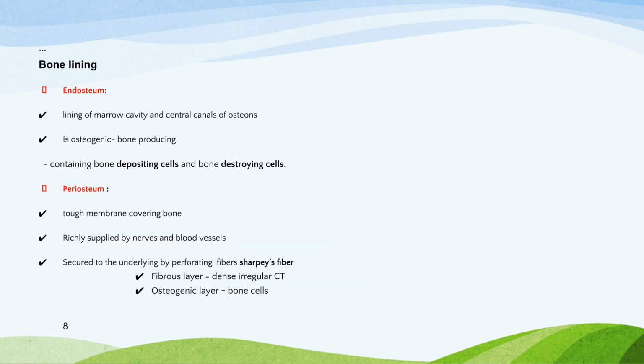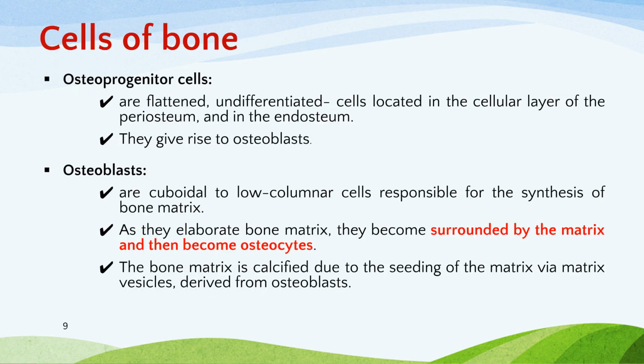Let us now look at the bone lining. The endosteum is the lining of the marrow cavity and the central canals of osteons. It is highly osteogenic, meaning it is bone-producing, and contains both bone-depositing cells and bone-destroying cells. On the exterior, the periosteum is a tough membrane covering the bone that is richly supplied by nerves and blood vessels. It is firmly secured to the underlying matrix by perforating fibers, also known as Sharpey's fibers. Structurally, it is divided into a fibrous layer made of dense, irregular connective tissue and an inner osteogenic layer made of bone cells. Next, let's break down the specific cells of bone.